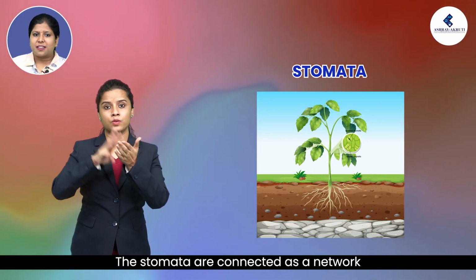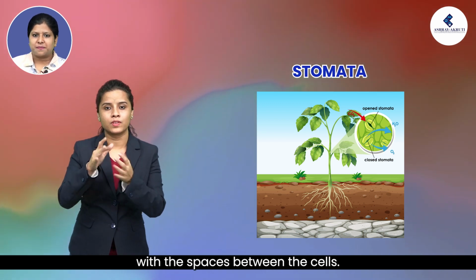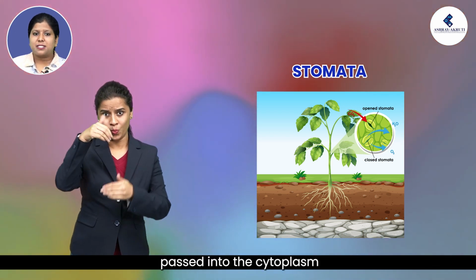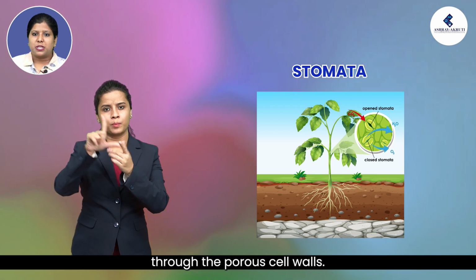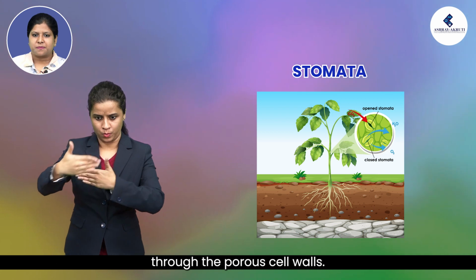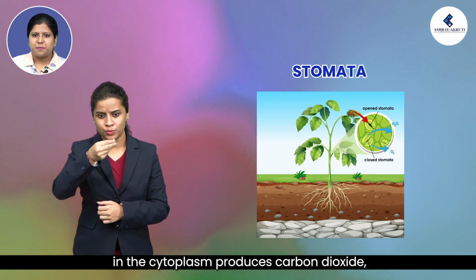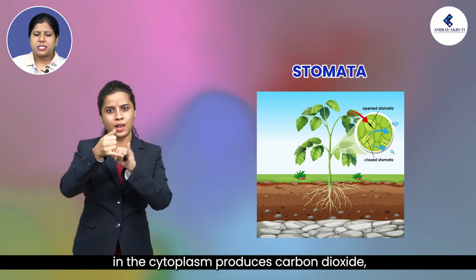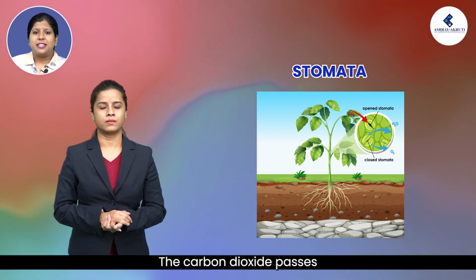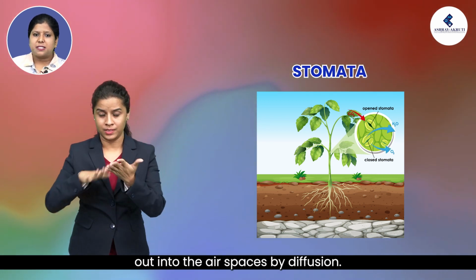The stomata are connected as a network with the spaces between the cells. The oxygen dissolved in the water passed into the cytoplasm through the porous cell walls. The breakdown of sugars in the cytoplasm produces carbon dioxide, water, and energy. The carbon dioxide passes out into the air spaces by diffusion.